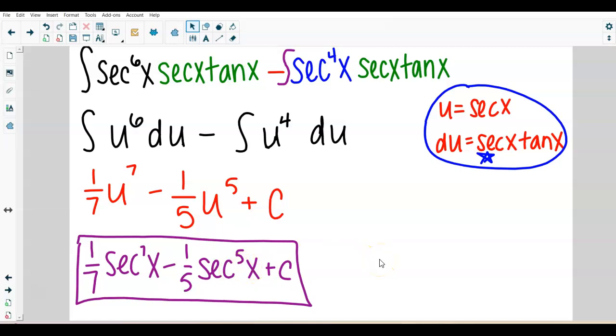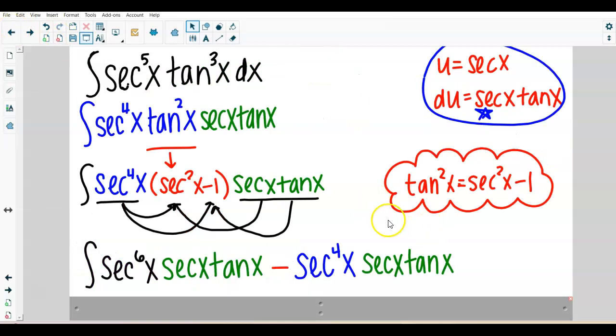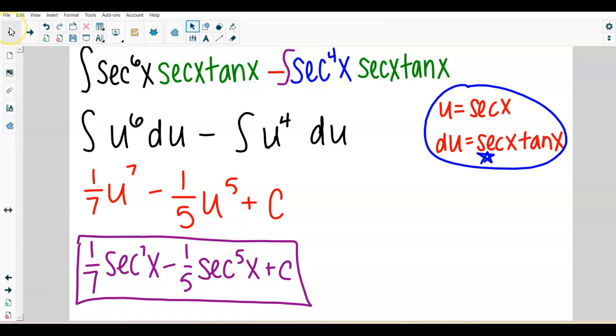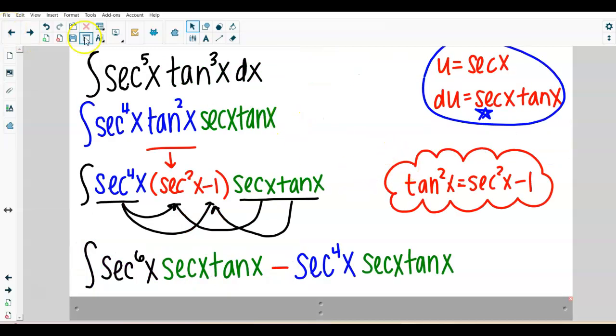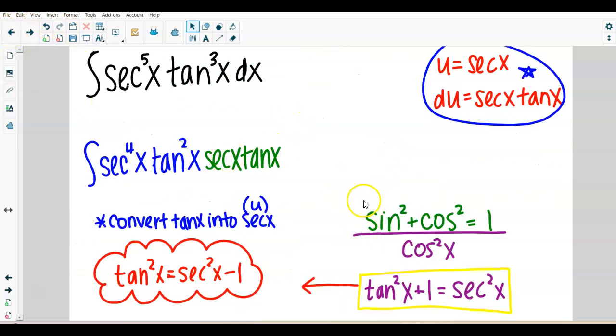So similar steps with both. It really comes down to what are you making your u and du. Make sure you have your du present, and then use this trig identity. You can use this trig identity to convert it into a certain relationship to replace one of them.